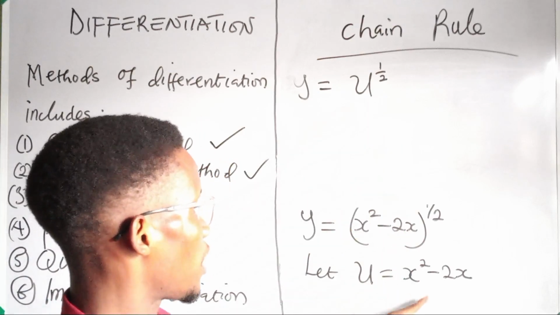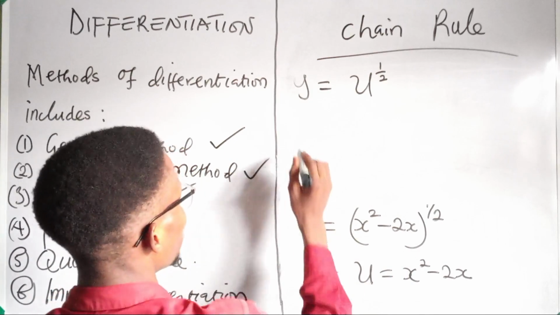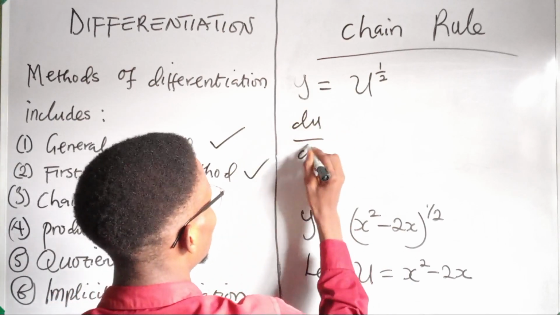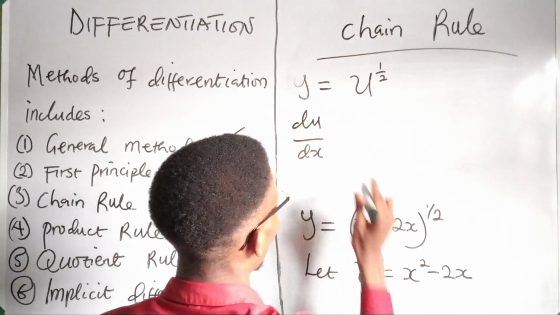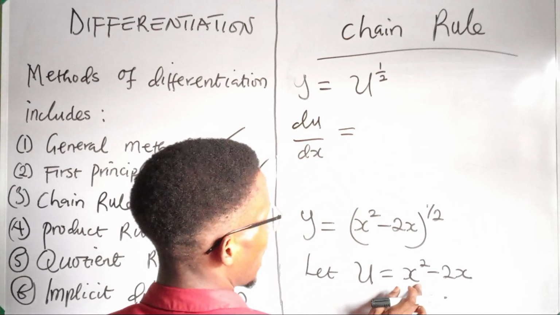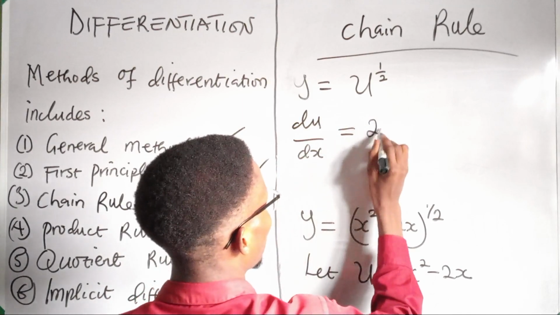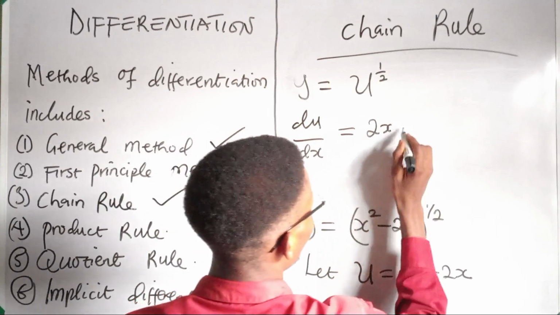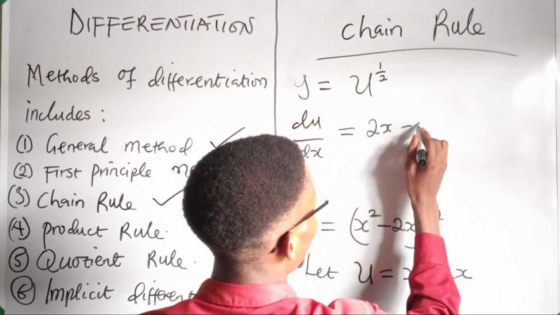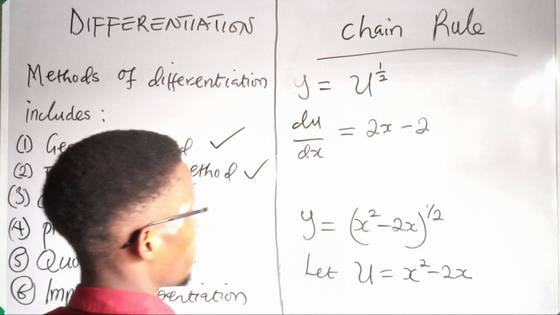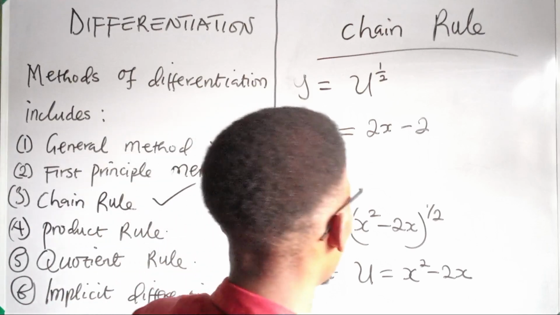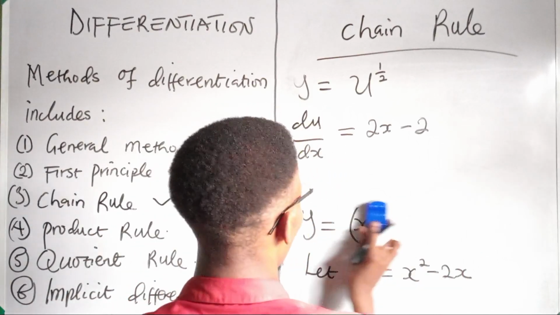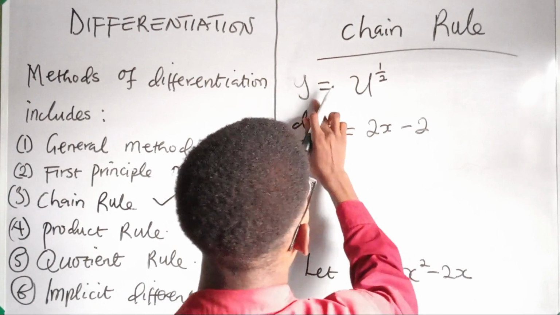So we're having this one as this. Can I say du over ds? If you differentiate s squared, you're going to have 2s. Then minus, you differentiate 2s, you're going to have 2. All right? So the next thing is for us to solve for dy over du.